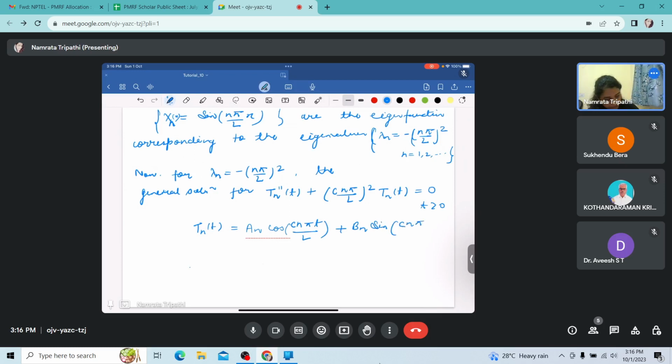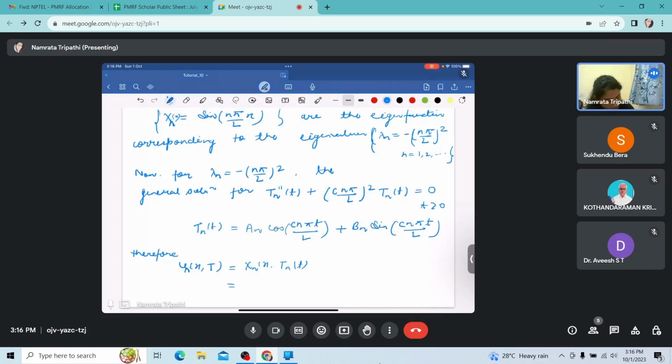Is it fine? The solution for TL, by auxiliary equation, you can find the root and you can write the solution for TL. Okay. So can we write for u(x,t)? This will become u_n(x,t) for X_n and for T_n.